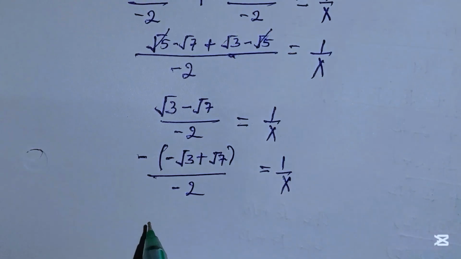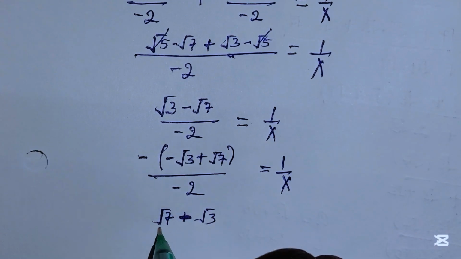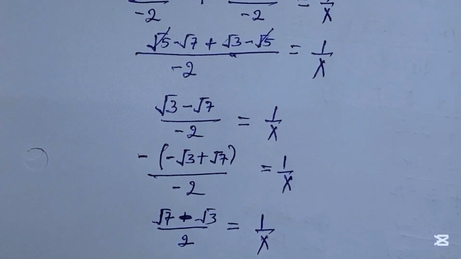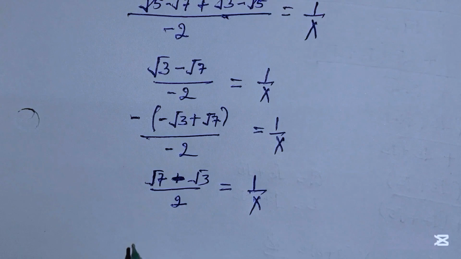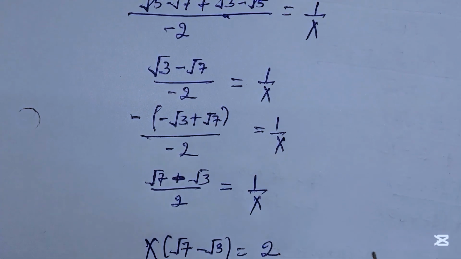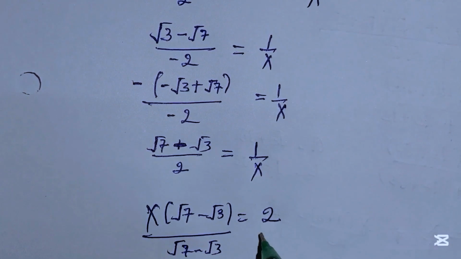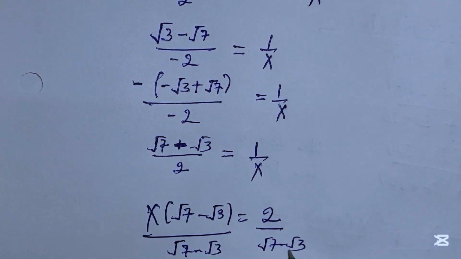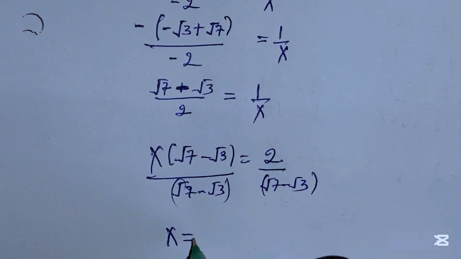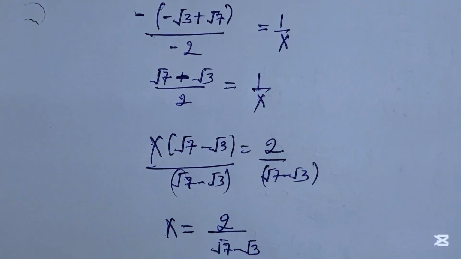Okay, so this will be equal to square root of 7 minus square root of 3 over 2 will be equal to 1 over x. Okay, then after, x times square root of 7 minus square root of 3 will be equal to 2. Then divide by square root of 7 minus square root of 3 on both sides. Okay, then our x will be equal to 2 over square root of 7 minus square root of 3.